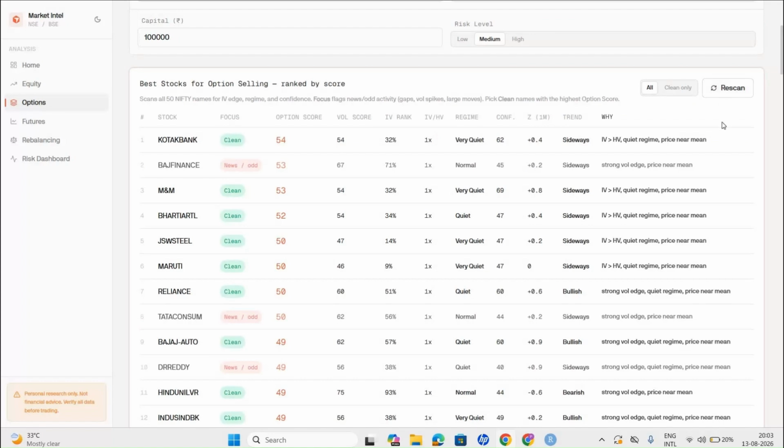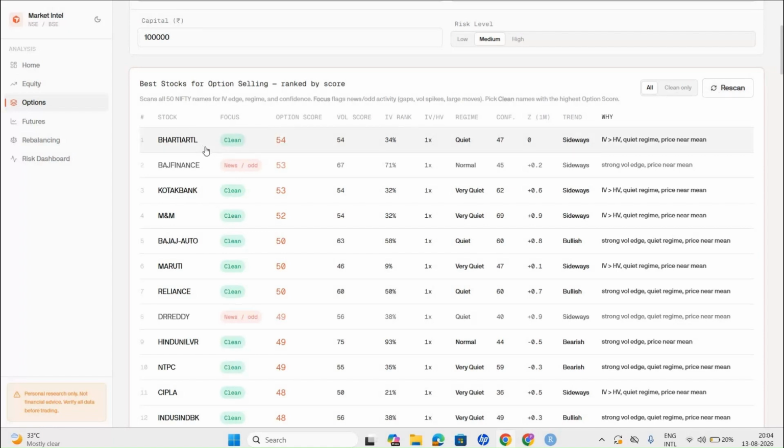What it does is take all the NSE stocks which are very liquid, which have volatility, which have buyers and sellers, and it analyzes those stocks based upon multiple factors, and then it comes up with the option score, which is out of 100. If it is near 100, then you are more confident to take the stock as a trade. Let me click here and rescan to see if any changes come. Yeah, you can see I just scanned, and Bharti Airtel is at the top.